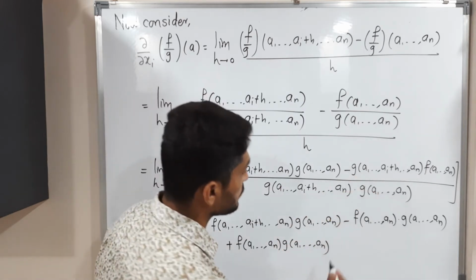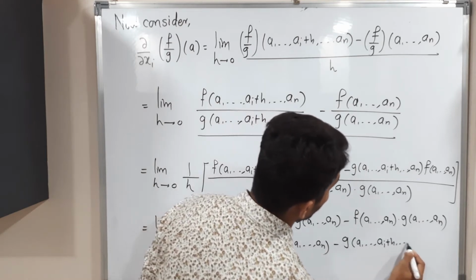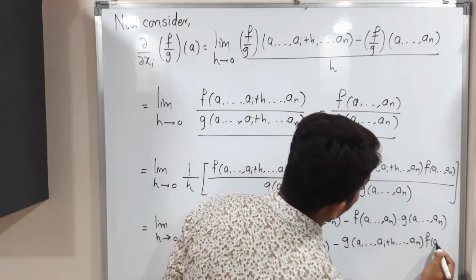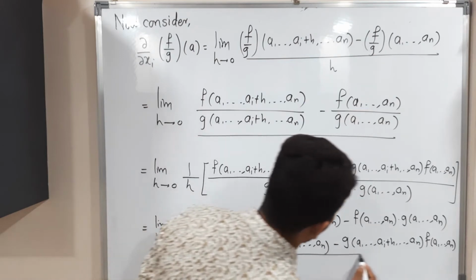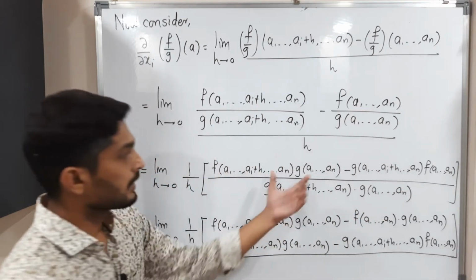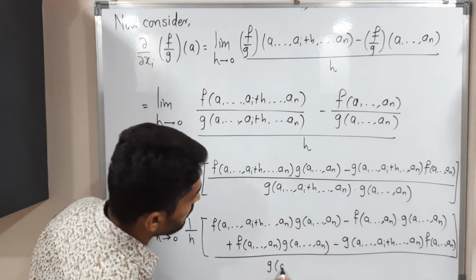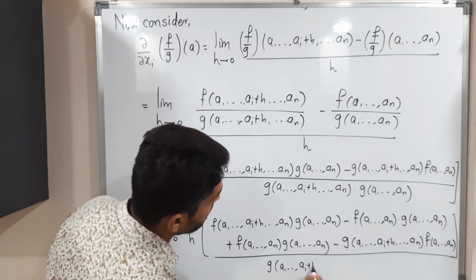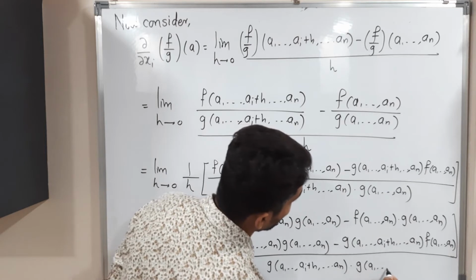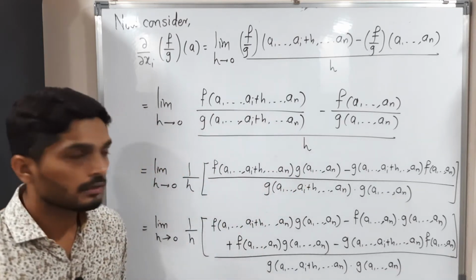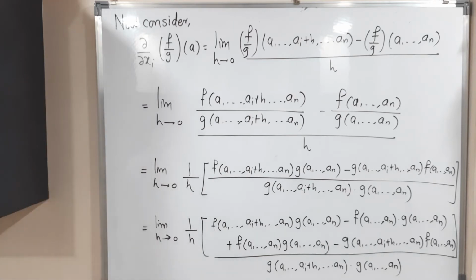Now I need to write the last term: minus g(a1, a2, and so on, ai plus h, and so on, an) into f(a1, a2, and so on, an), whole divided by the denominator. So I wrote the numerator first; we need to write the denominator now: g(a1, a2, and so on, ai plus h, and so on, an) into g(a1, a2, and so on, an). No more space there, so you can make a screenshot of it. After that we will continue.